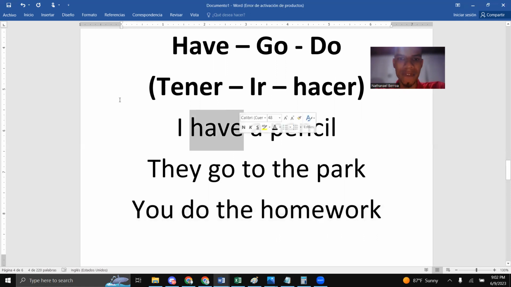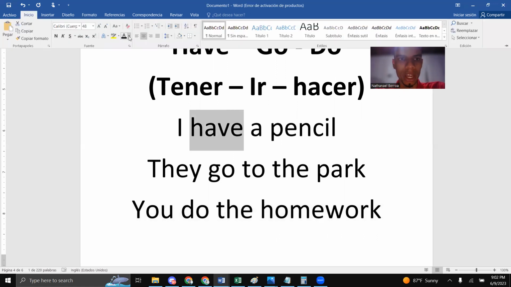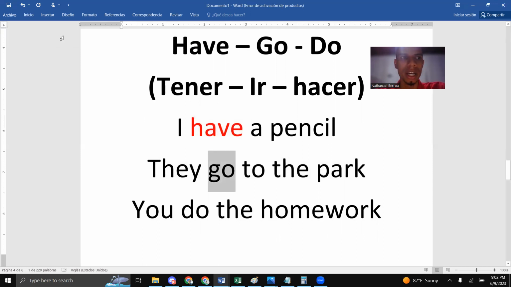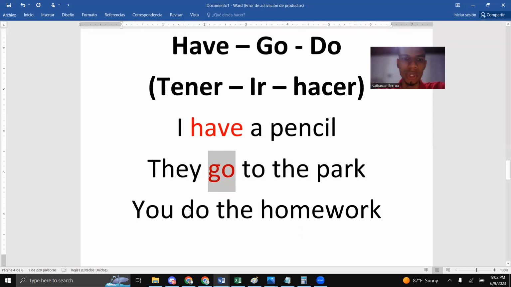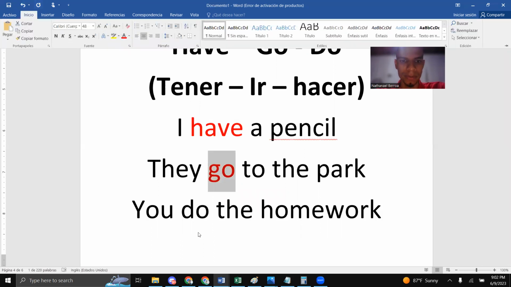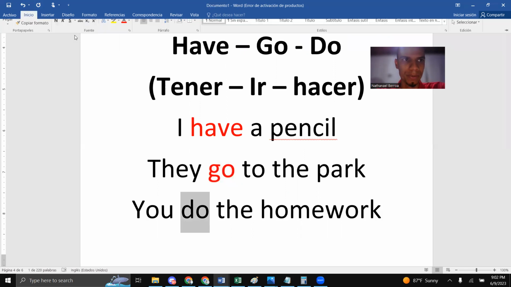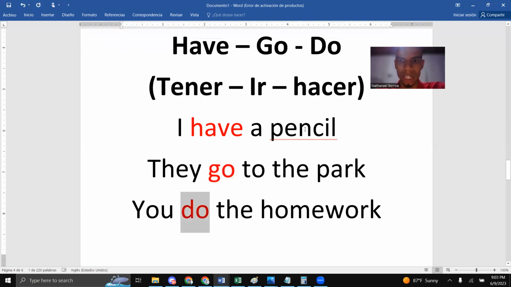So, I have a pencil. Yo tengo un lápiz. They go to the park. Ellos van al parque. And finally, you do the homework. Very well. Right here. Okay, guys, let's continue.